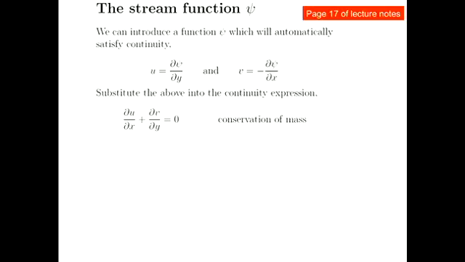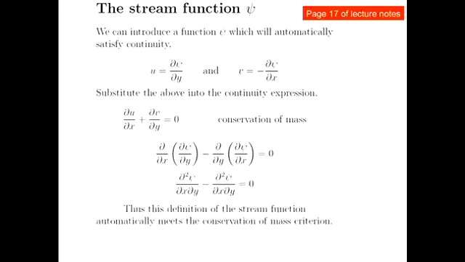So we substitute those equations for the stream function into our continuity equation, or conservation of mass, and you get this nice result. u is equal to d psi dy, so that first term is just d dx d psi dy, and v is equal to minus d psi dx, so that second term is just d dy d psi dx. The order that we do those partial differentiation operations doesn't matter. It's commutable.